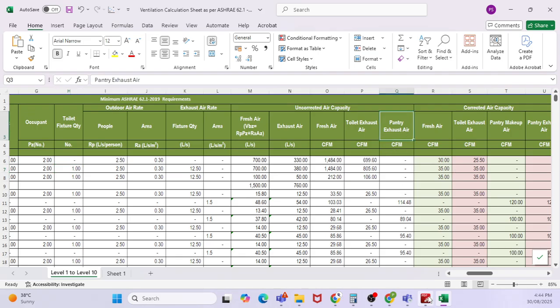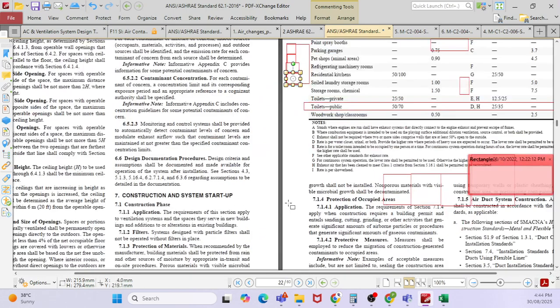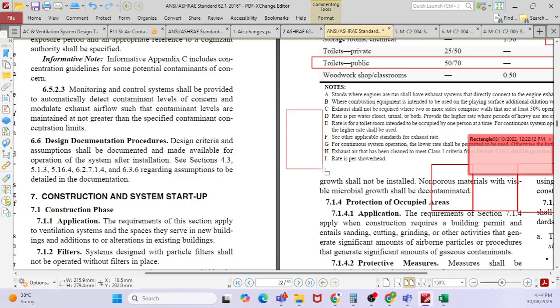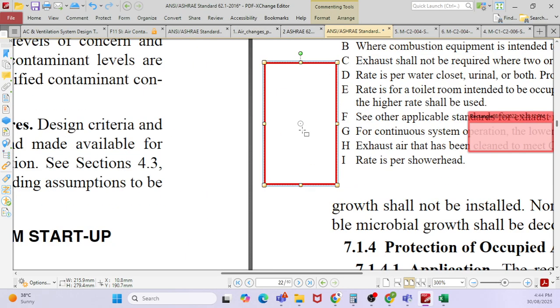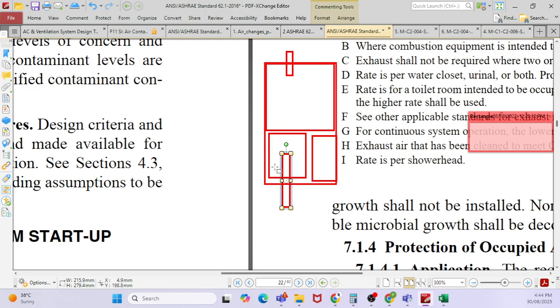In case you have a pantry, say for example you have a bedroom, or a studio hall. This is your bedroom and this is your toilet. When you have fresh air, it is based on the people or based on the area. But when you talk about exhaust air, it is for your toilet, how much per WC, and also if you have any pantry exhaust, you also have to provide exhaust air.